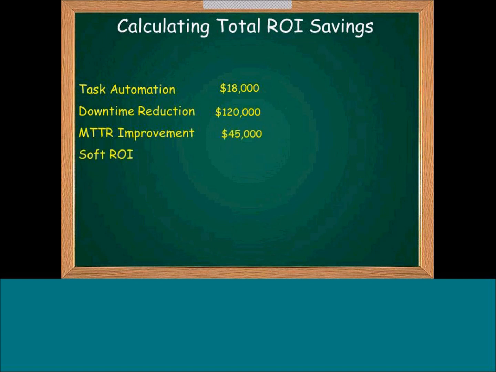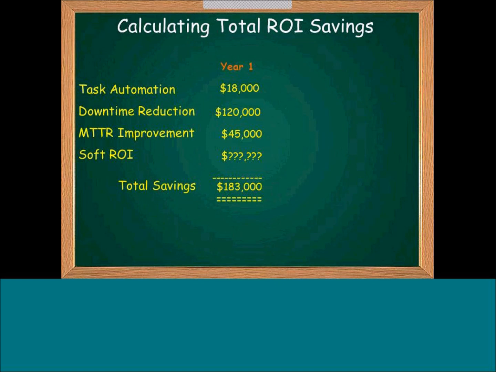And finally, the soft ROI generated something of value, but we're not sure exactly how to quantify it, and it's going to differ radically anyways from organization to organization. So we'll just leave that out there. We'll put a placeholder there for it, but we won't attach an actual value to it. And we take that, and we discover that our total savings from IT process automation is $183,000 in year one.